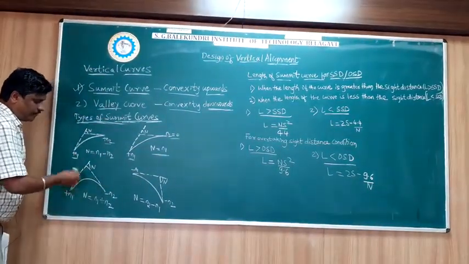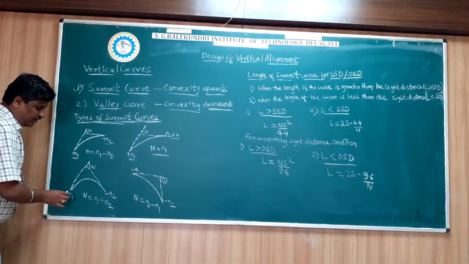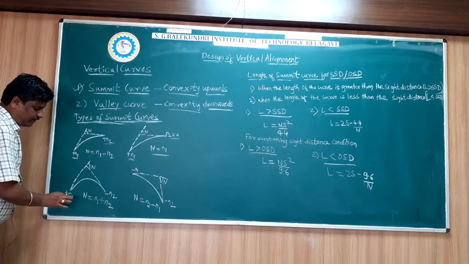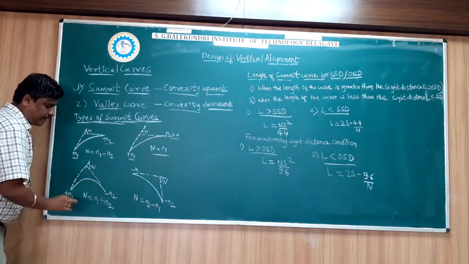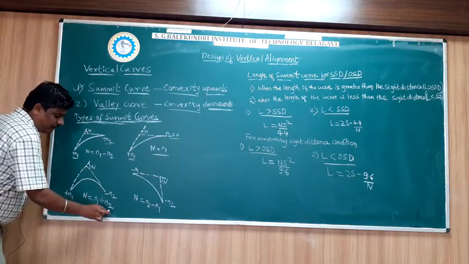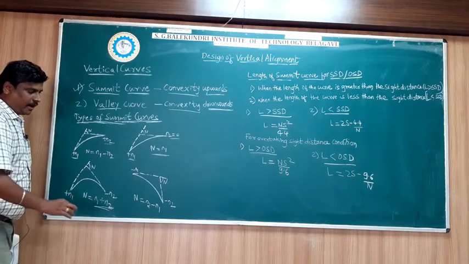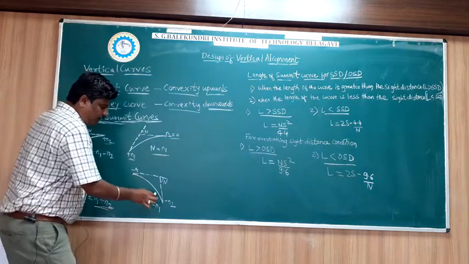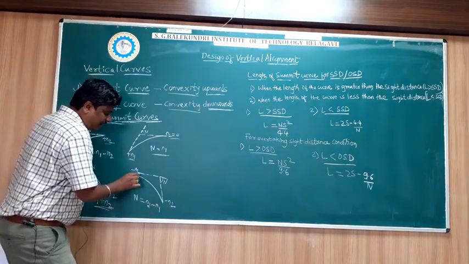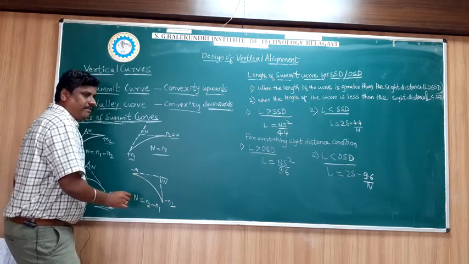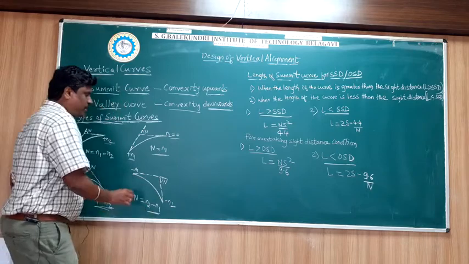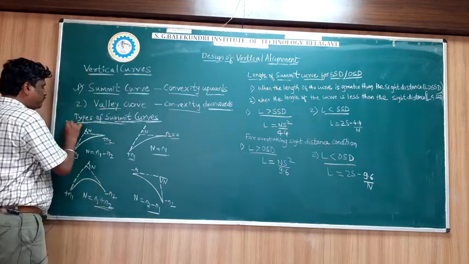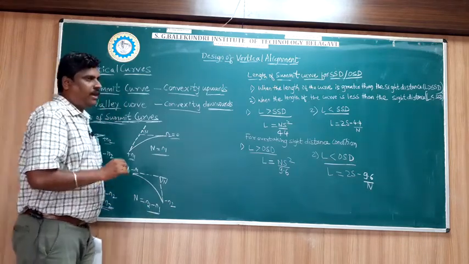Now the other type of summit curve, you can see here the curve is in parabolic shape. Here you can see the ascending gradient and the descending gradient. If I take the difference, it will be n1 plus n2. Now similarly, one more type of curve, here you can see a descending gradient meets another descending gradient. If you take the difference, it will be n2 minus n1. These are generally the four types of summit curves we see on highways.